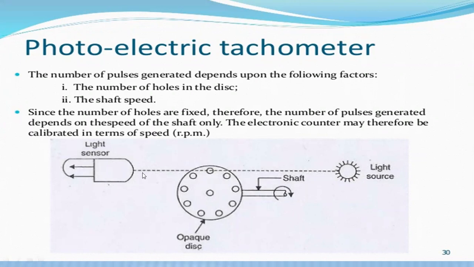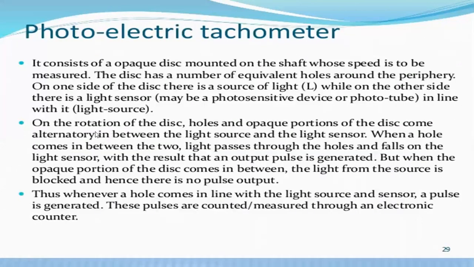On the rotation of the disc, holes and opaque portions of the disk come alternately between the light source and the light sensor. When a hole comes in between the two, light passes through the hole and falls on the light sensor, with the result that an output pulse is generated. But when the opaque portion of the disk comes in between, the light from the source is blocked and hence there is no pulse output.